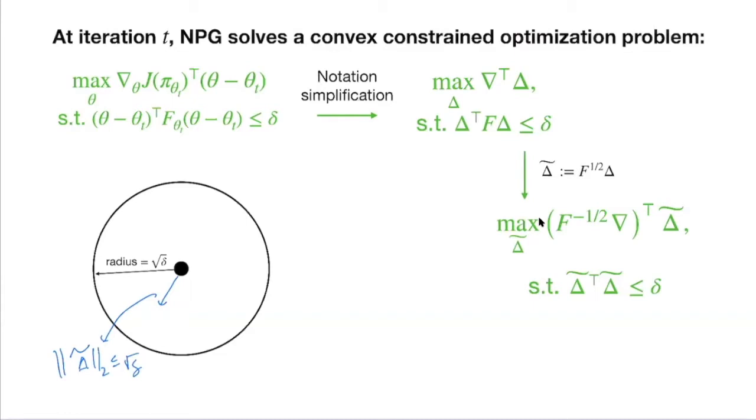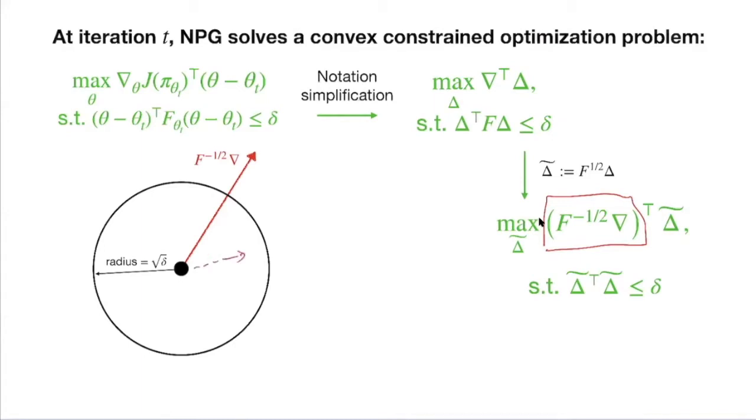What does the objective function look like? It says that I care about the inner product between a vector inside this ball and this red vector. This red vector is the vector in my objective function. So our goal from this picture is to pick a vector inside this ball such that the inner product between this dashed line and this red line, which is the vector F^(-1/2) times the gradient, is maximized. From this picture, it is easy to see that the vector that maximizes the inner product is actually this guy.